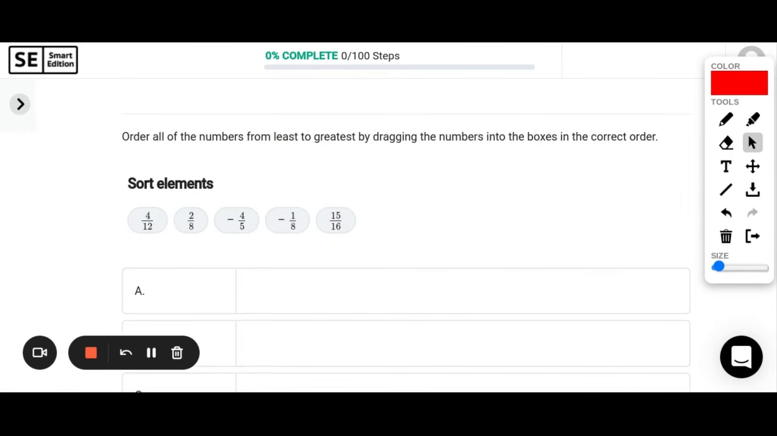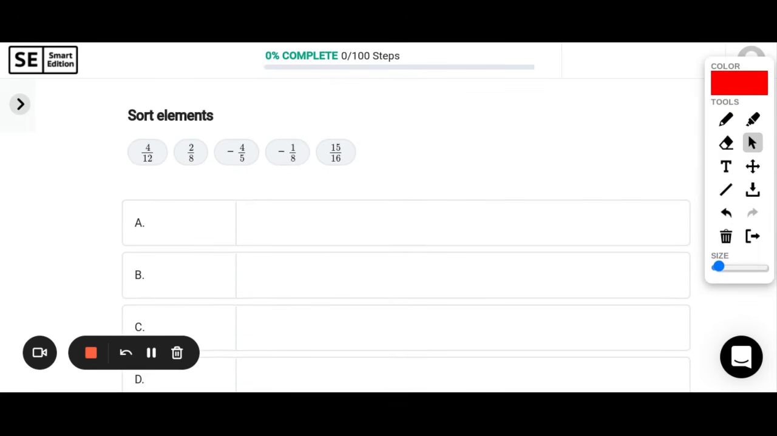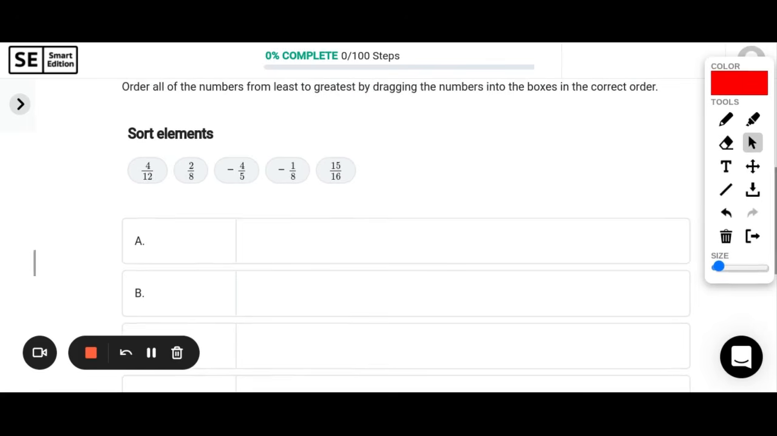Okay, a little bit different of a question here. We need to order all the numbers from least to greatest by dragging the numbers into the boxes in the correct order. So least to greatest, important that we notice that in the question. I see that 2 of these are negative. So those are below 0. I know those are smaller than my positive ones. So I just need to decide which one is smaller, -4/5 or -1/8.